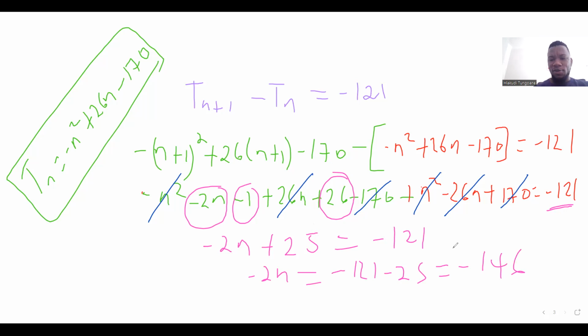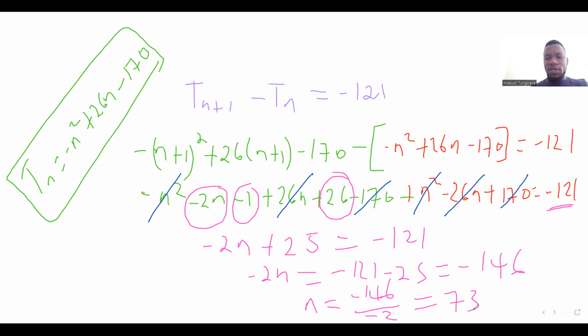Okay, so if we simplify this, we get minus 2n equals minus 146. You can just skip this step here to solve for the final answer. So n will equal minus 146 divided by minus 2, right? That's the same as 73. So this means that n is 73.